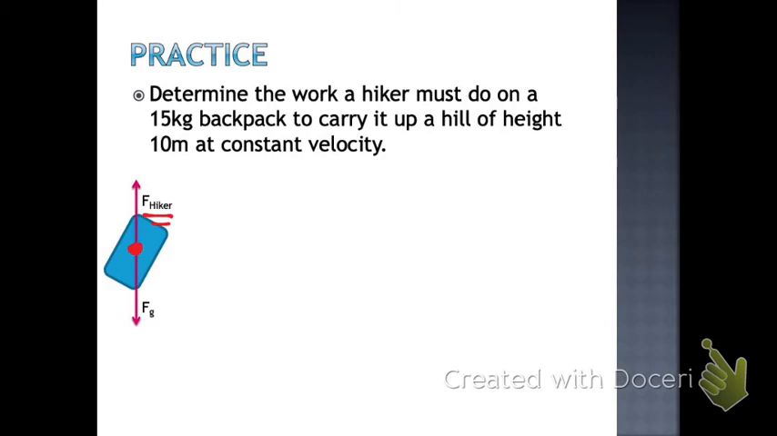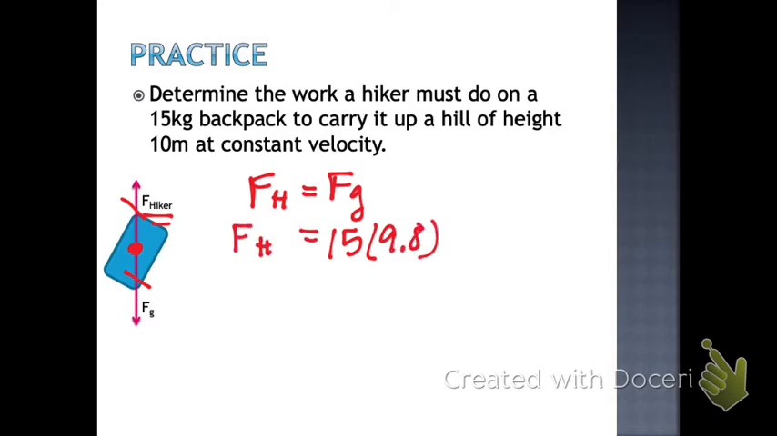Right. Since this backpack, do you think the backpack is accelerating off of his back? No, the backpack is essentially at rest, right? He's moving it upward, but the backpack on his back is at rest, which means these two are equal. Agree? So if I want to find the force of the hiker, I'm going to make that equal to the gravitational force. Okay, so now that means I'm going to say that our mass times 9.8 is equal to the force of the hiker. So 15 times 9.8 gives me 147 newtons is the force of my hiker.